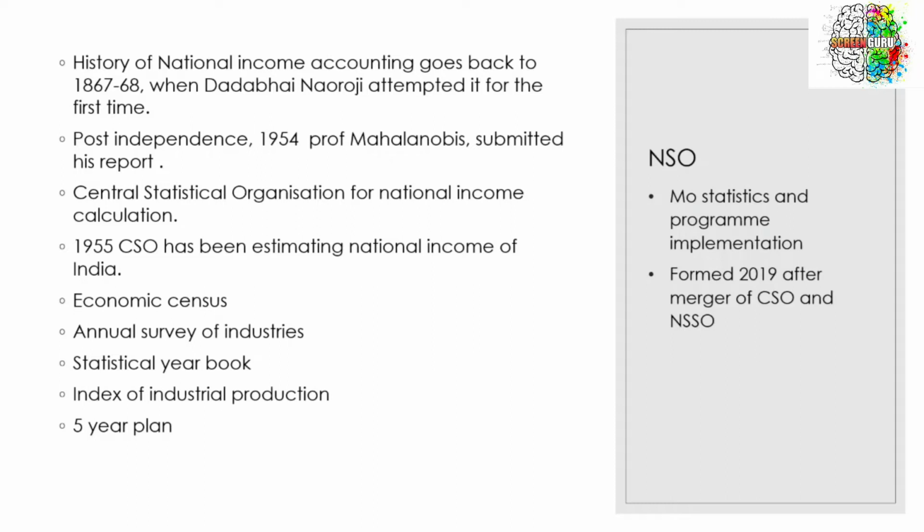So later on, from the year 1955, the Central Statistical Organization was responsible for national income accounting or national income calculation. So CSO, or the Central Statistical Organization or office, is also responsible for publishing some other surveys or data also, which is the economic census, the annual survey of industries, statistical yearbook, index of industrial production, the 5-year plan, and many other data also.